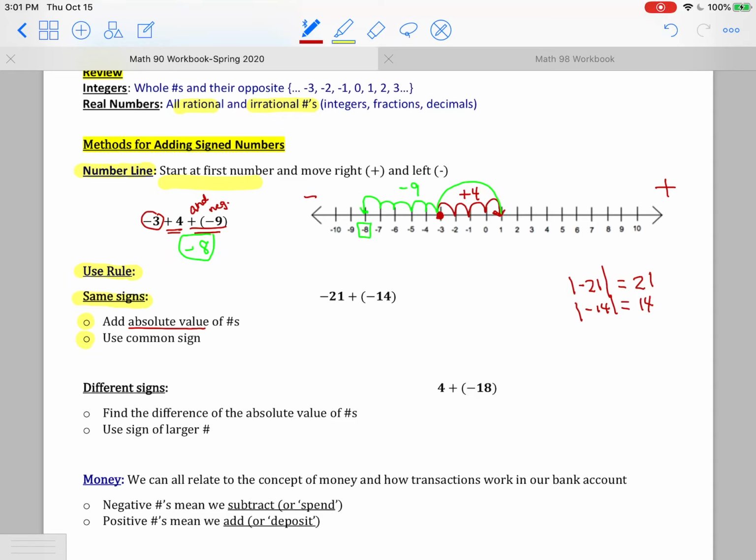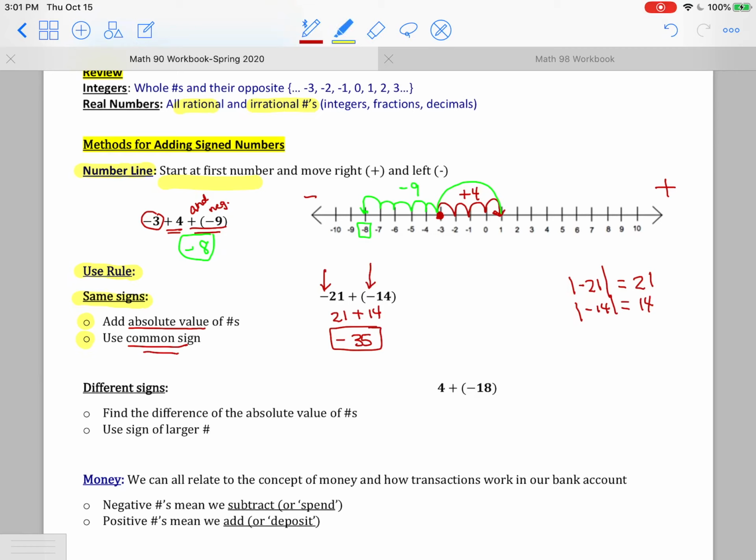So we're basically going to ignore the sign. We're just going to say 21 plus 14 is 35. And then we use the common sign. You notice that these both have negative signs, so we're going to use that common sign. Okay, so there's an example of when the signs are the same.